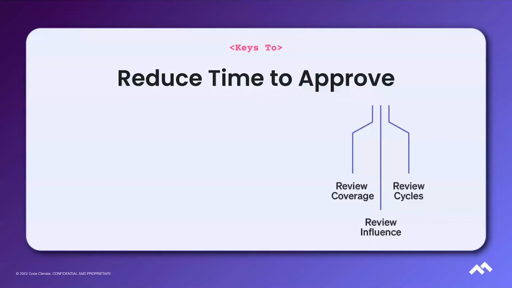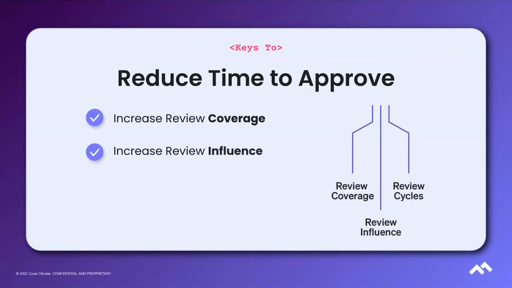So how do we go about reducing time to approve? First, we want to increase the review coverage. Review coverage is the ratio between the number of lines of the PR versus the number of commented lines. And we want to increase the review influence. The review influence is the ratio of commented lines to the number of responses or the number of actions taken from a comment. Looking at those two metrics in tandem gives you a good understanding of your existing reviewing process. Increasing those two metrics boosts the overall quality of one review cycle.